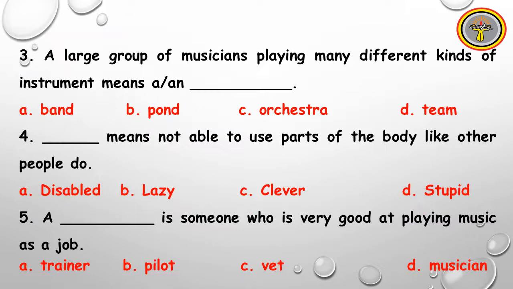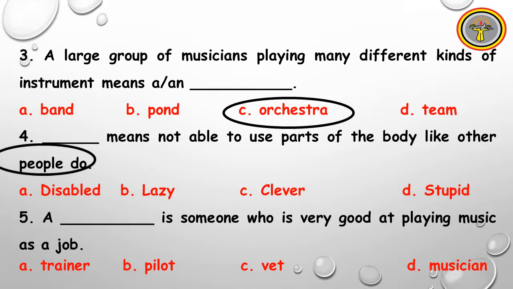Number three, a large group of musicians playing many different kinds of instrument means, of course, an orchestra. Number four, disabled means not able to use parts of the body like other people do. Number five, a musician is someone who is very good at playing music as a job.